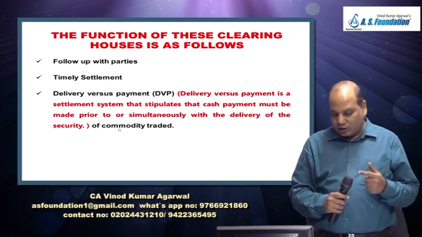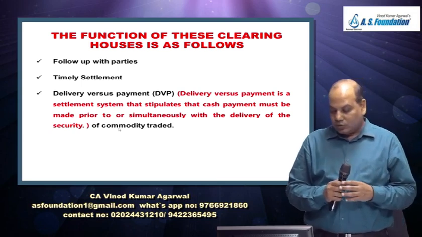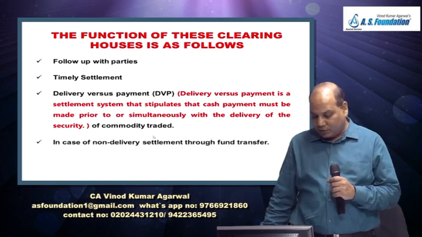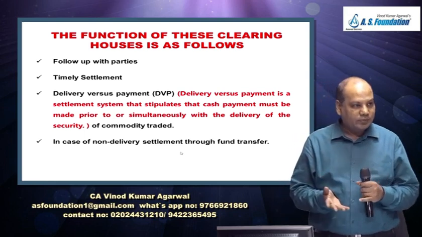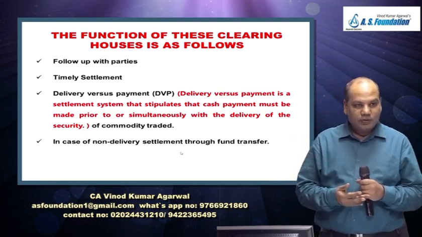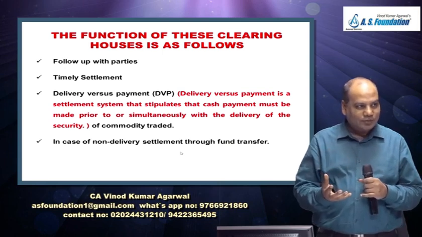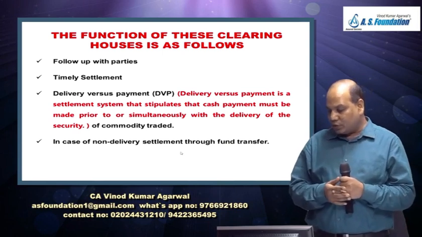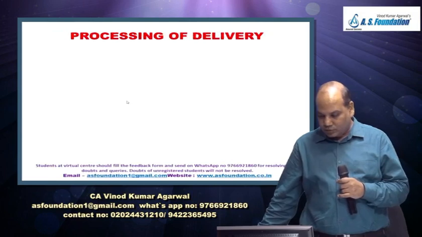In the commodity market, for certain commodities deliveries are allowed. So they will arrange for this delivery versus payment. And in case of non-delivery settlement, which is most of the cases, the winner should get the difference. The loser should pay the difference. So in case of non-delivery settlement, it is through fund transfer. So this is what clearing houses do.